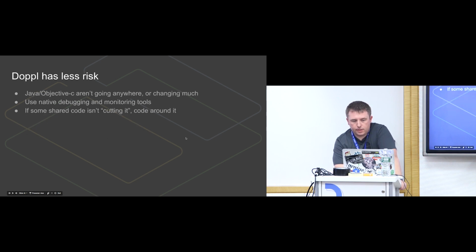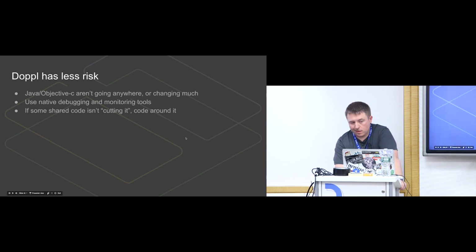And then there's less risk here. Java and Objective-C aren't going anywhere. Especially Objective-C is the boring, forgotten part of Apple's stack, but they're certainly not removing it. You can use native tools, and frankly, if you're in Objective-C and something in your shared code is not working, it's a native platform in a native environment. You can just code around it. So your risk is significantly reduced. Your worst case parachute is not a big deal. So that's kind of the thing.